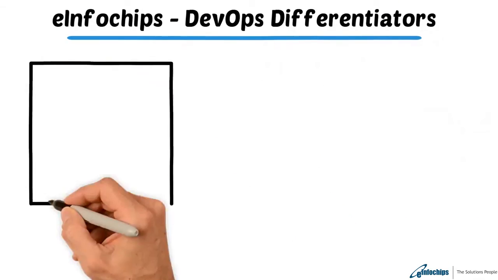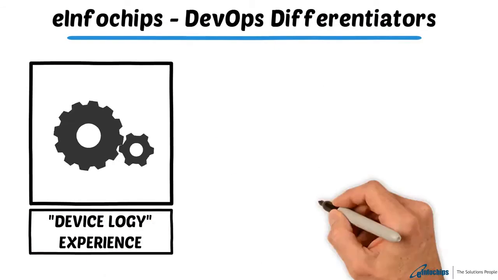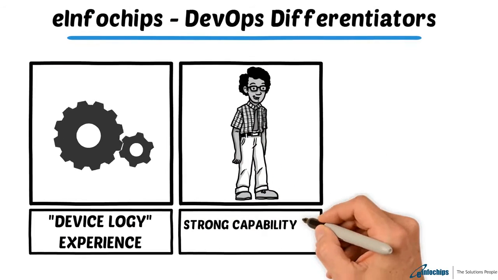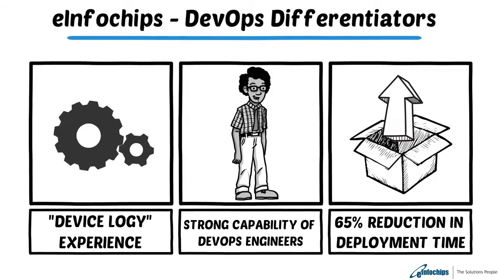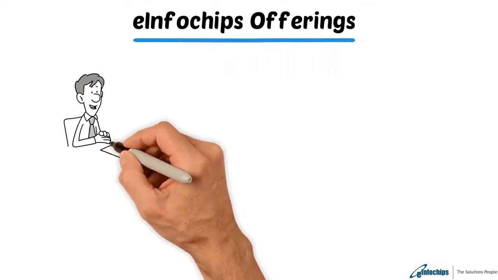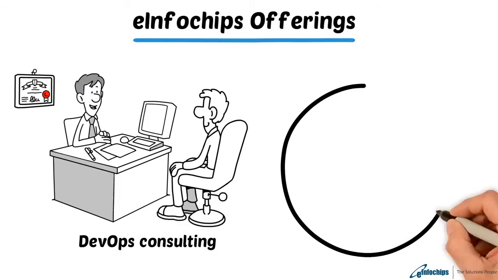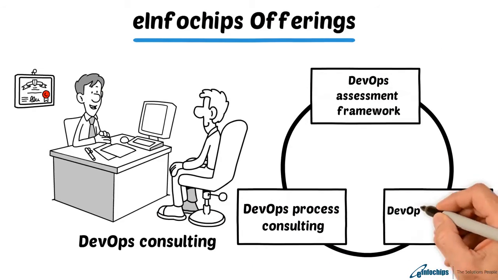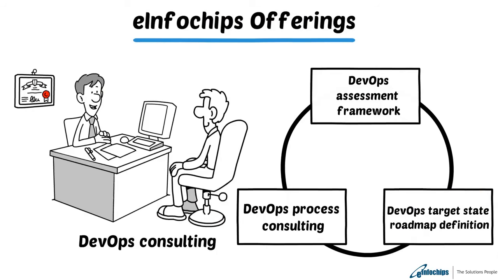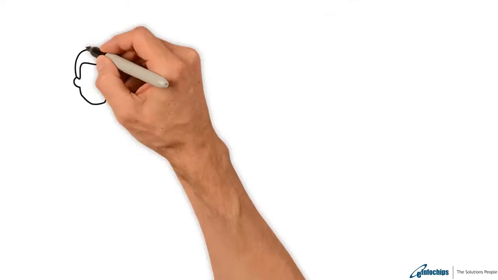eInfochips team leverages its 21 years of connected devices experience in agile, lean, device and cloud deployments for billion-dollar clients, delivering workflow automation benefits up to 65% in product space. Well, you can align your strategic business initiative with eInfochips and DevOps consultation. We provide an assessment framework, consult on the process, and also help to define the target state roadmap.